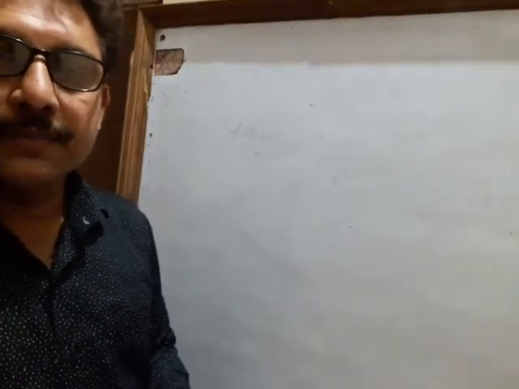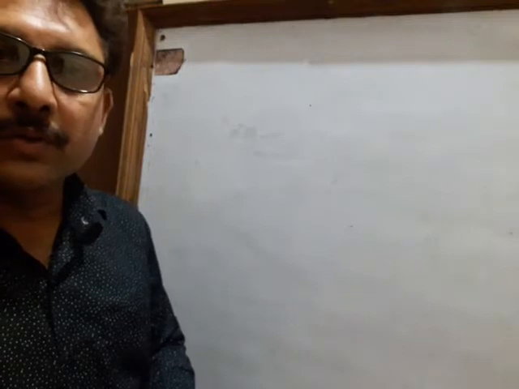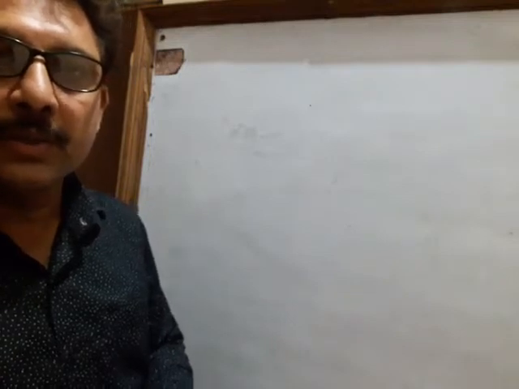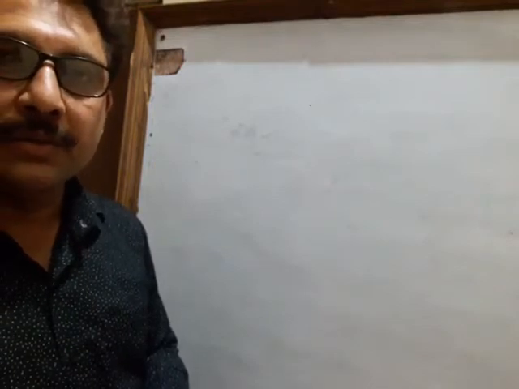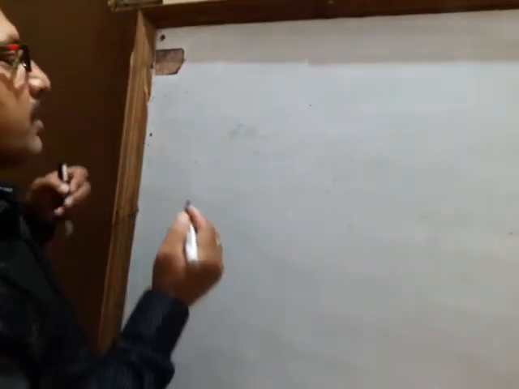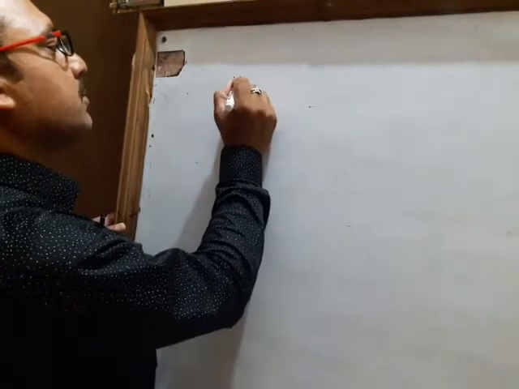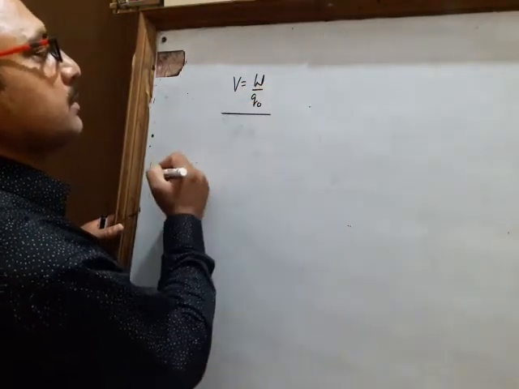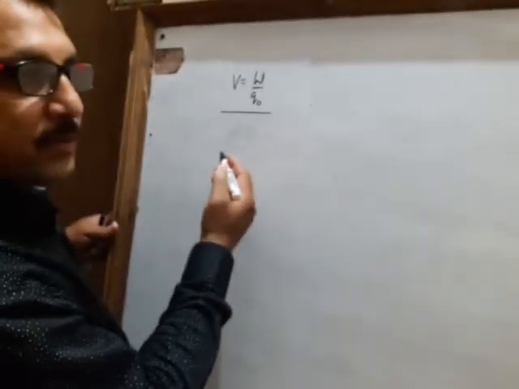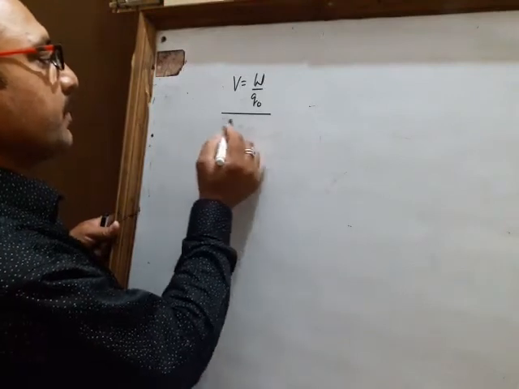Hello students, as you know we were talking about electric potential. In my last lecture we had taken out the derivation on potential due to a point charge. Of course we had learned the formula for electric potential. The very first formula was V equal to W upon Q naught. From the same formula we had taken out the potential difference.